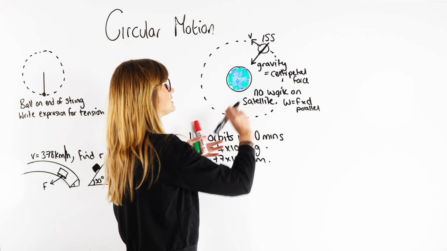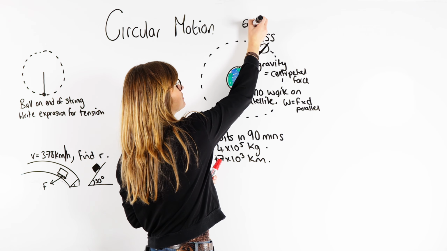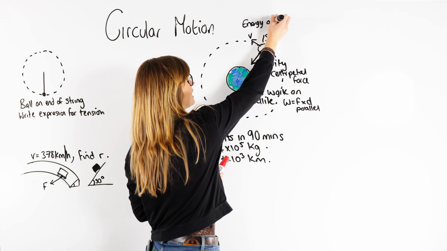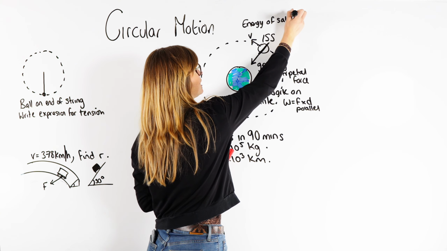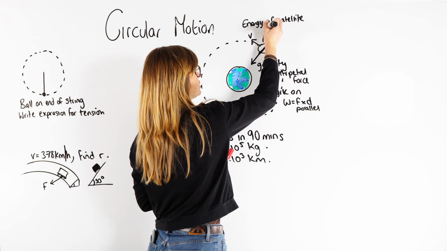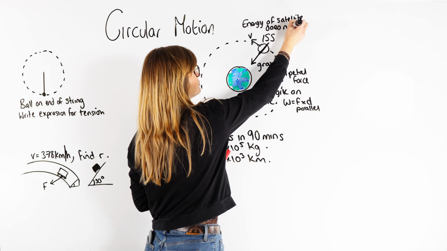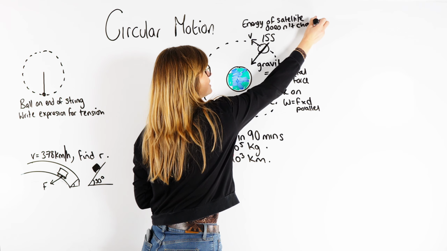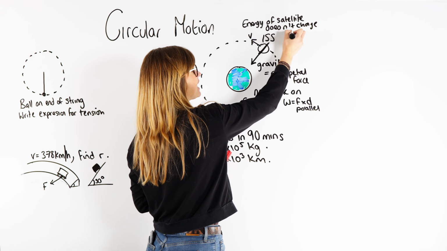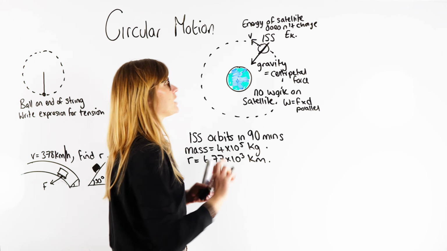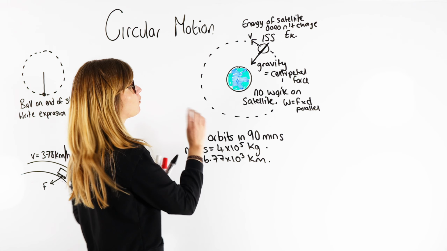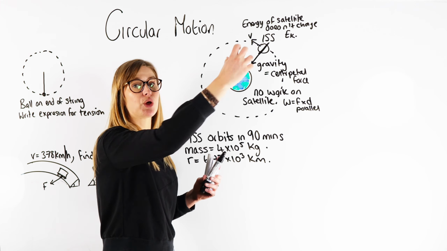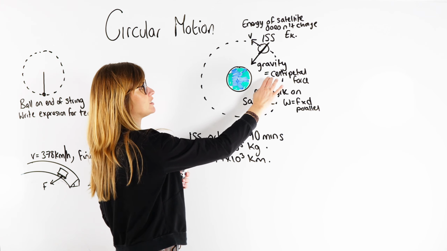So what that means is the energy of the satellite doesn't change. So if the energy of the satellite doesn't change, we know that means its kinetic energy doesn't change. So what we know is that the speed of the satellite isn't changing. Okay, so what we're saying again is gravity is the force pulling that satellite towards the center of the Earth. We call it the centripetal force.